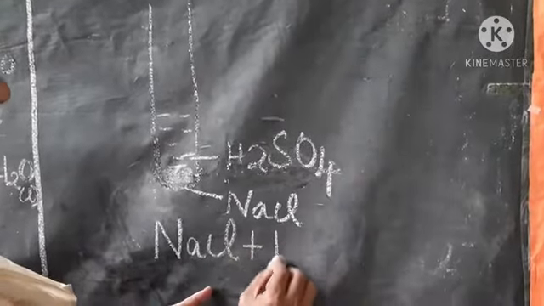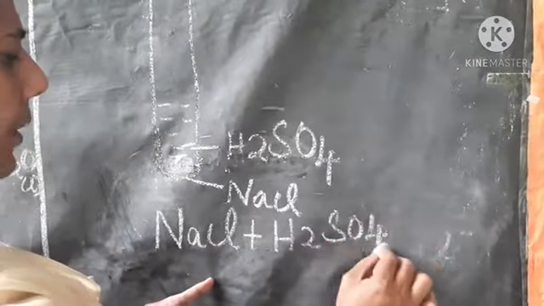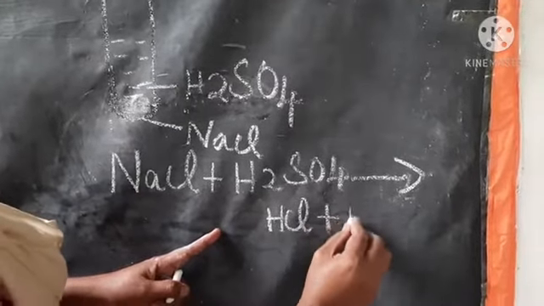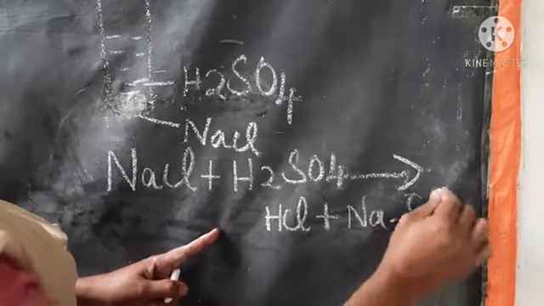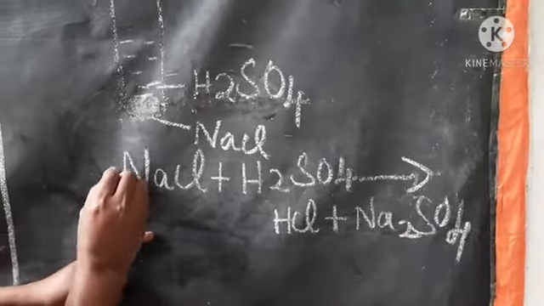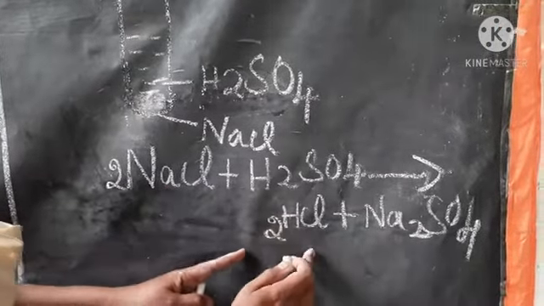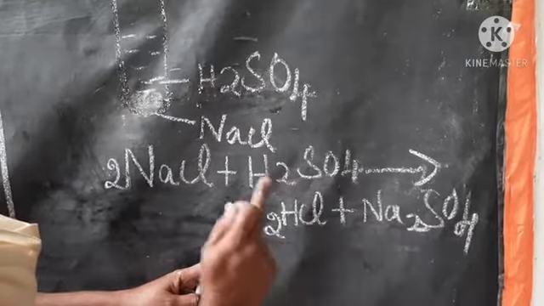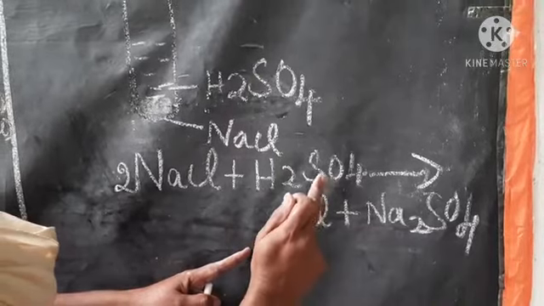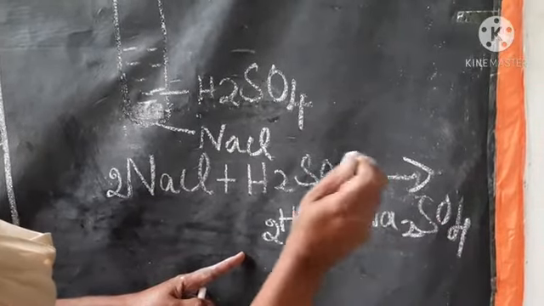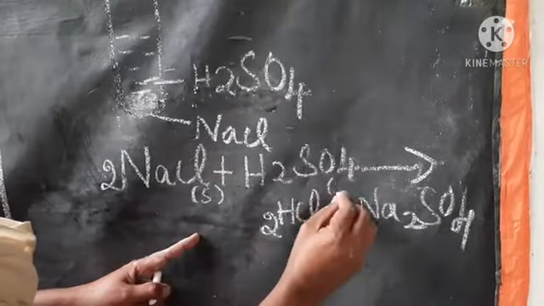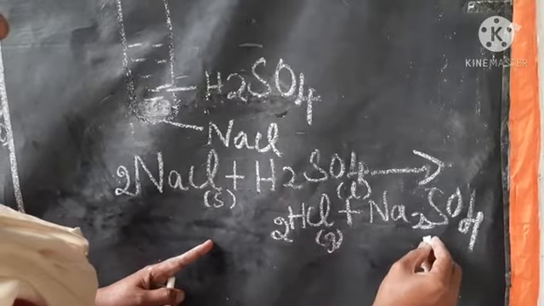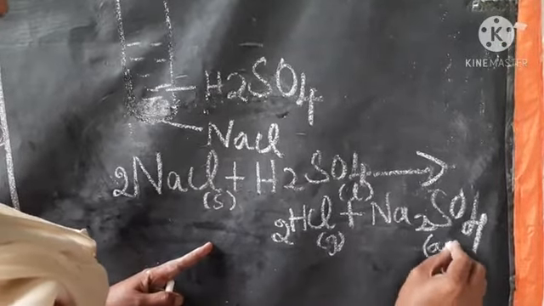NaCl reacting with H2SO4. So it gives HCl plus Na2SO4. Here you have to put two. The equation is balanced, I think so. Here 2Na, 2Na, 2Cl, 2Cl, 2H, 2H, and 1S, 1S, O4, O4. Okay, this is solid and this is liquid, and this is a gas, and it is in the form of aqueous.